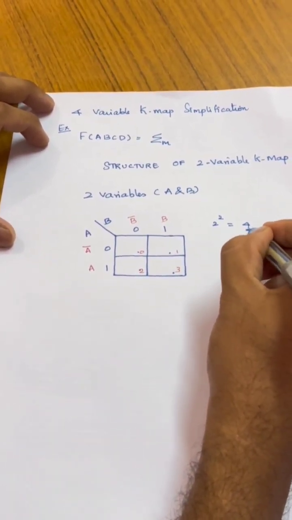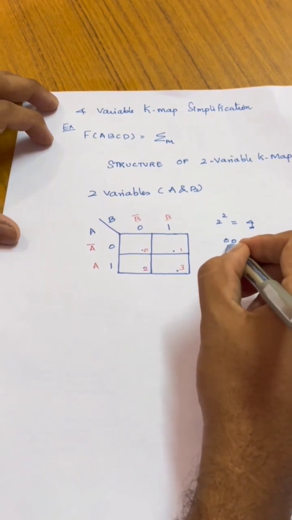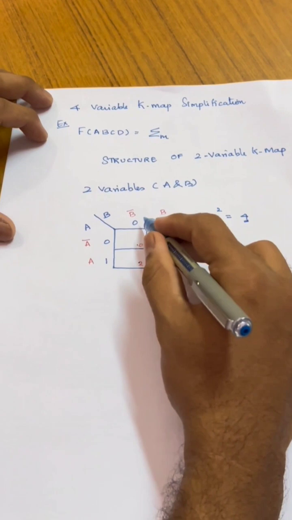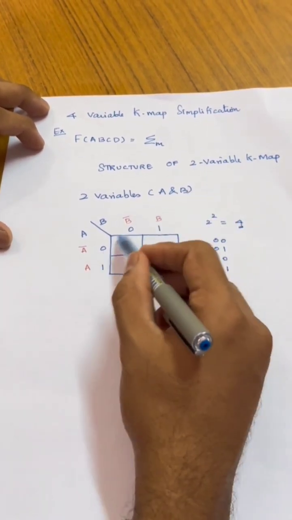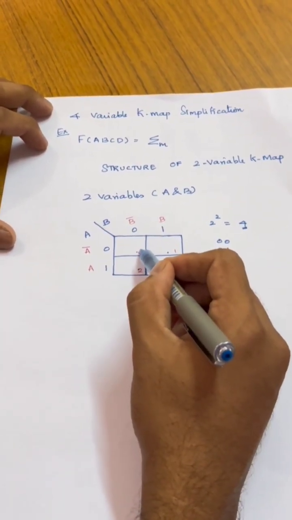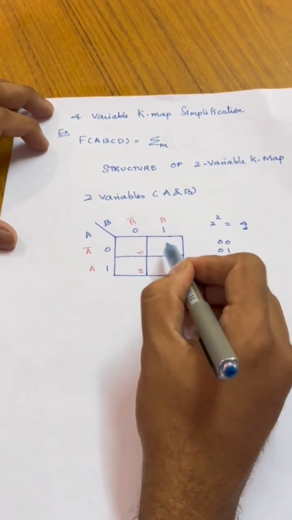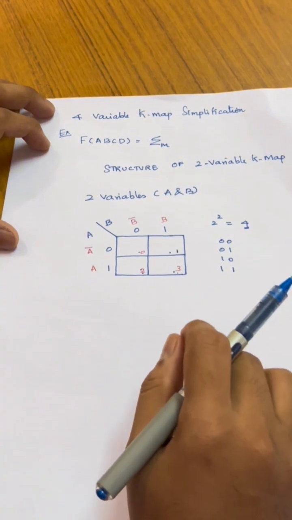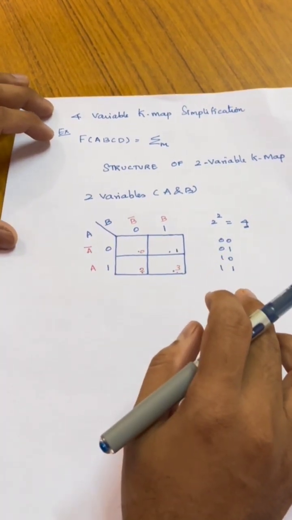For these 4 cells we write binary numbers as 00, 01, 10, 11. According to this, the cells can be designed. 00 is decimal number 0, 01 can be represented with 1, 10 can be represented with 2, and 11 can be represented with 3. This is our two variable K-map structure.